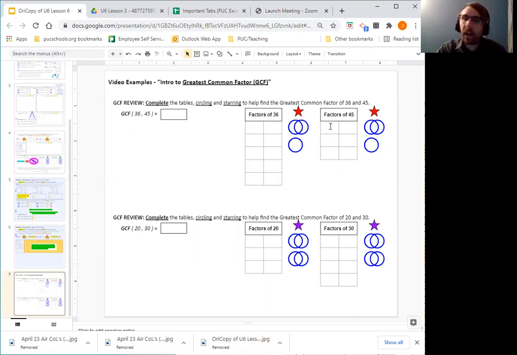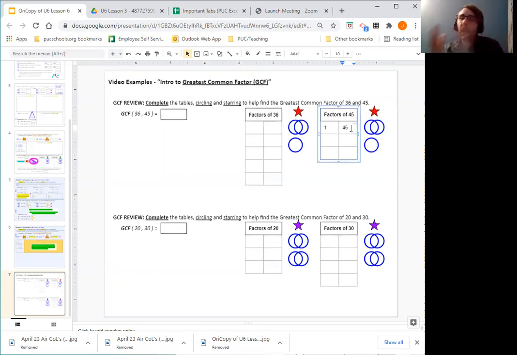So for 45, I'm going to start with the very first factor, which is 1. Everything can be made up by multiplying by 1. And then I think about how many ones it's going to take me to get to 45. Well, if I count by ones, it's going to take 45 of them. So I'm going to put 1 times 45. I want you to see this not as a ratio. This is a multiplication problem. And the multiplication problem is that the row multiplies to the top number.